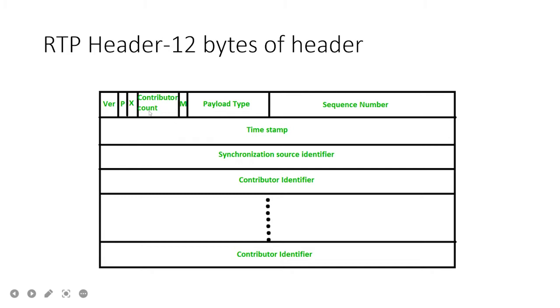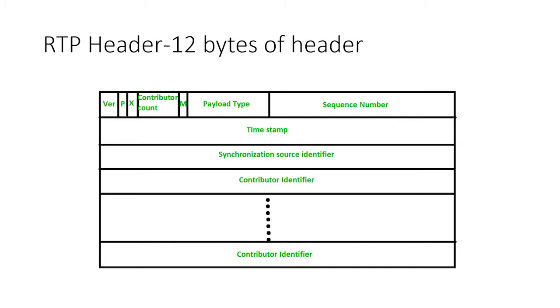Then this contributor count is basically how many contributors are contributing in this RTP packet, meaning the number of sources. Then the payload type is which type of media we are expressing or requesting. Then the sequence number is the data frame number. From the sequence number, the client will know that the packet is lost or it is out of order.